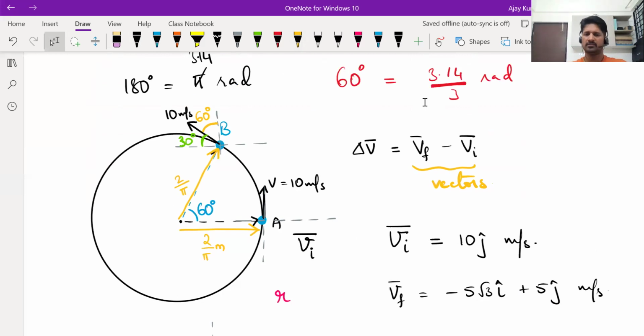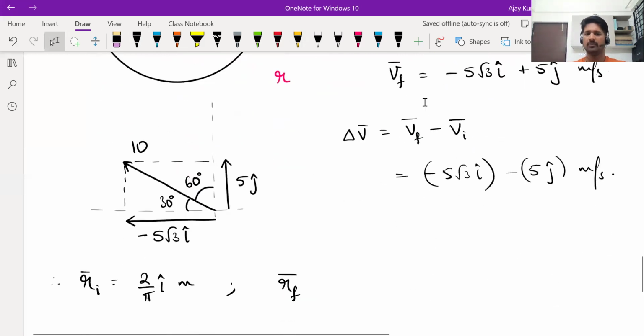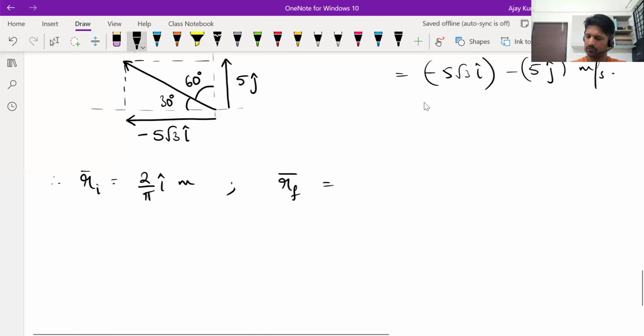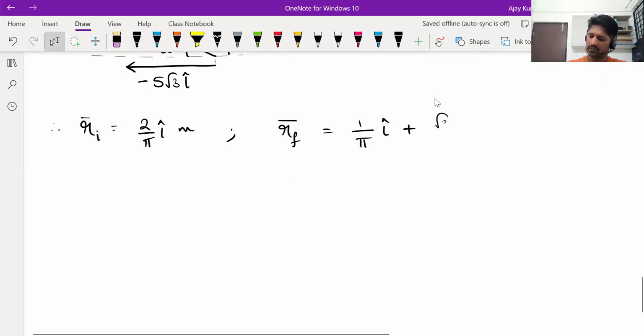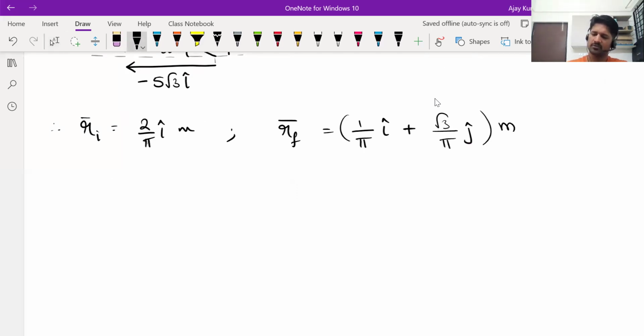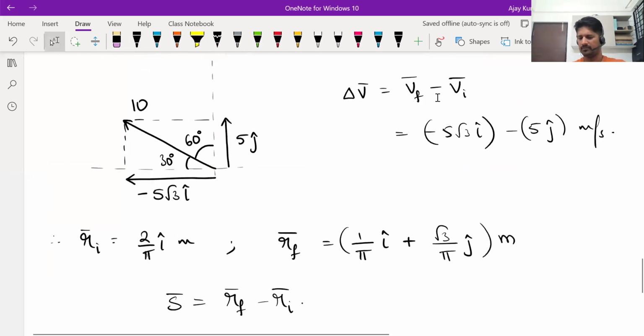2 by pi makes 60 degrees with the x-axis. So its x component will be 2 by pi cos 60. Cos 60 is 1 by 2, so it becomes 1 by pi I cap plus. With the x-axis, if it is making 60 degrees, with the y-axis, it will be making 30 degrees. Then the y component becomes 2 by pi cos 30, 2 by pi into root 3 by 2. That becomes root 3 by pi j cap. That's the final position. Subtract them, you will get the change in position. That is the displacement. Okay, not very difficult, can be done.